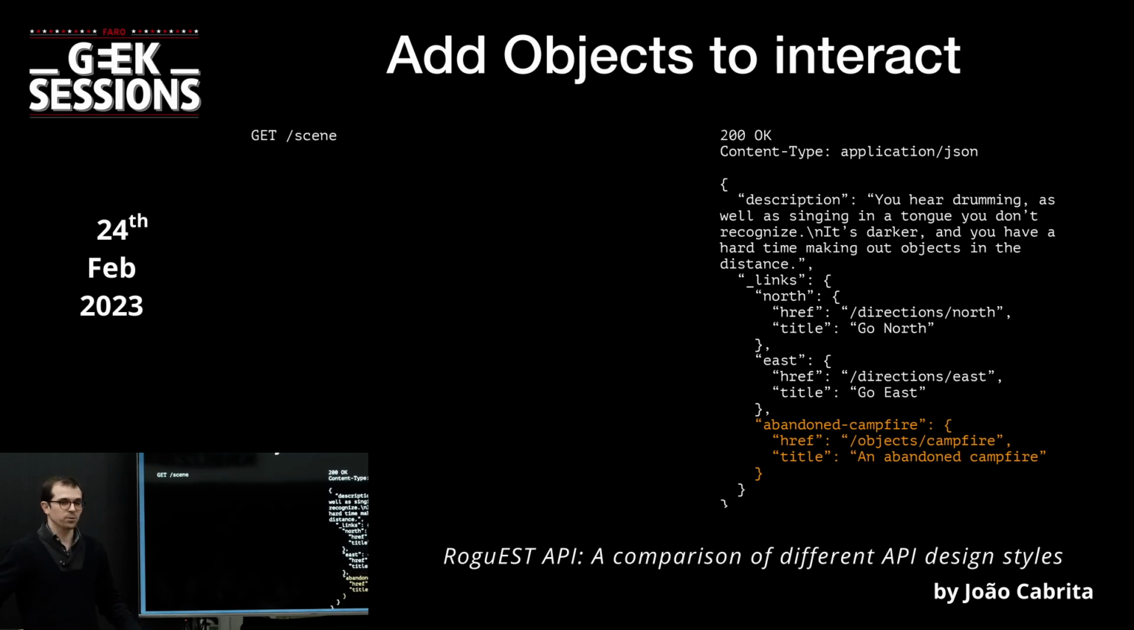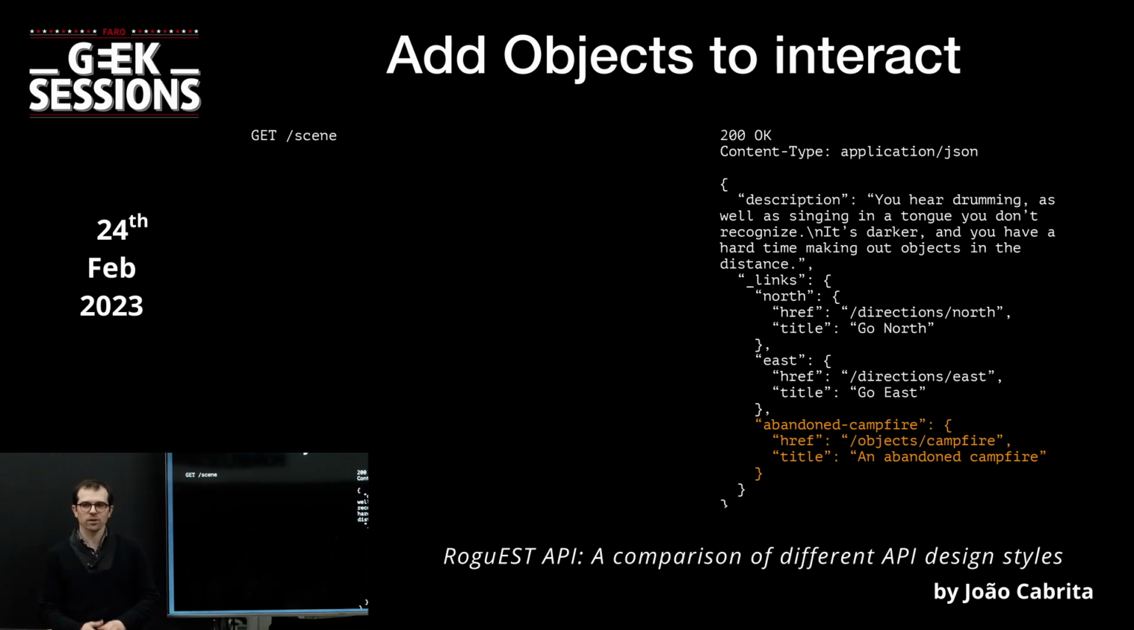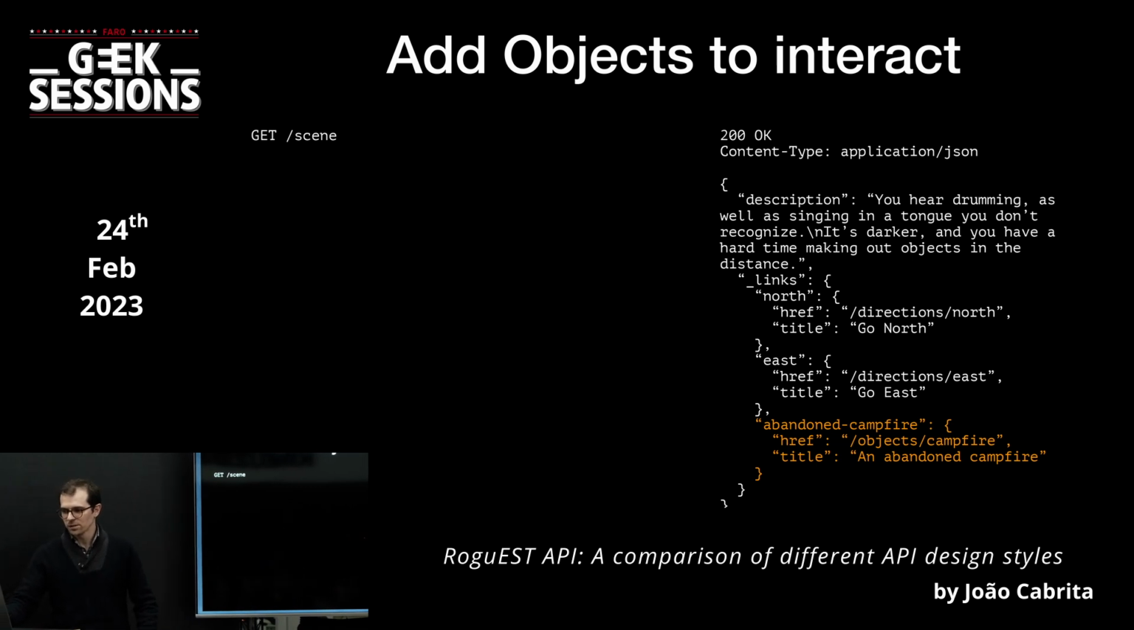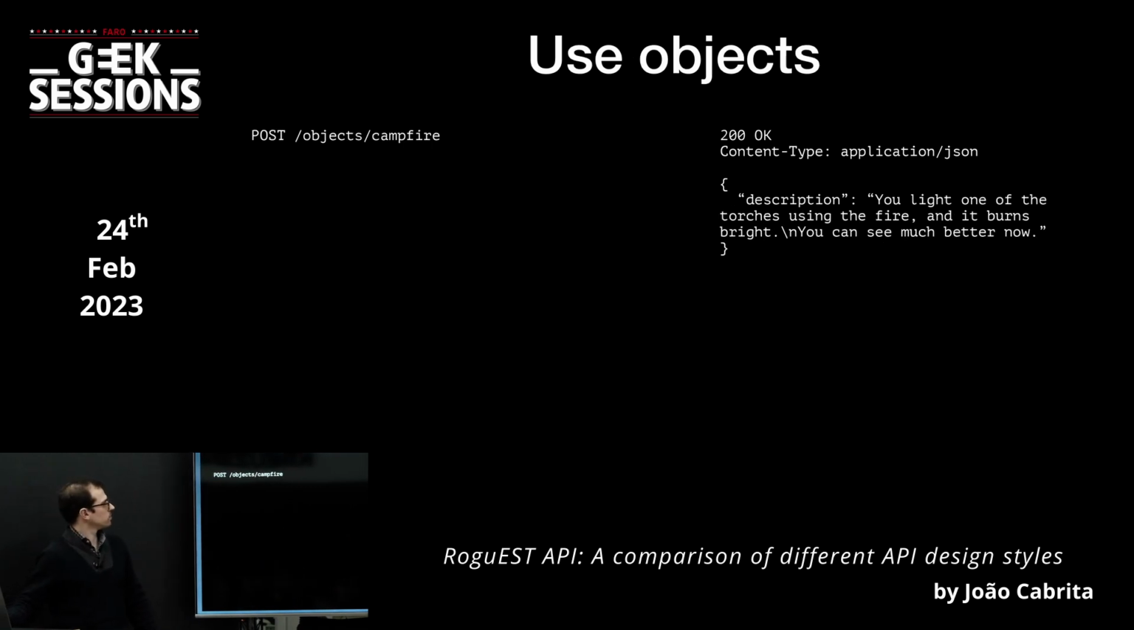Now we're going to add objects to interact with, right? And objects are going to be links as well, right? If you look at this, it's going to be exactly the same. It's not going to be any different from the other navigation links, right? Which is kind of different from what we had before. So let's see how this plays out. Okay, so you have the URI there, and you can also do the exact same thing that we did with the navigation. We take the URI, and we make a post request, right? And that allows us to use objects.